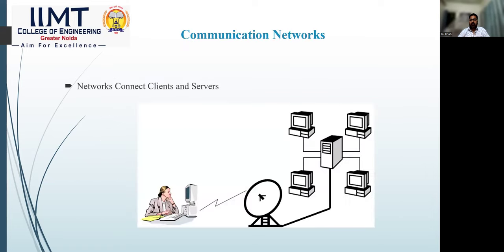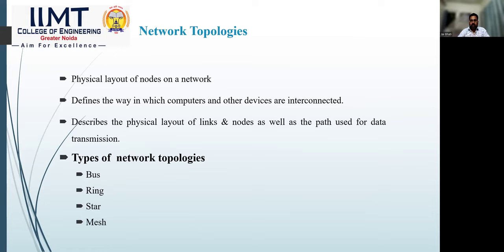Now let's discuss the communication network, which connects the client and servers for communication. Here we are going to discuss the architecture and structure of computer networks. Network topologies are the basic building blocks of computer networks. We can define a topology as a physical layout of nodes on a network, or a blueprint of computer networks, which shows how various nodes are interconnected to each other.